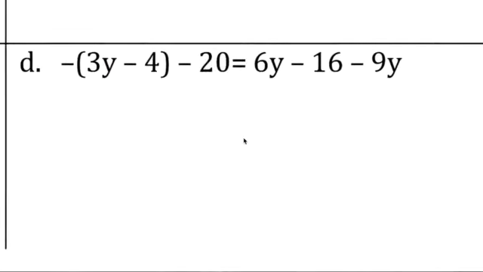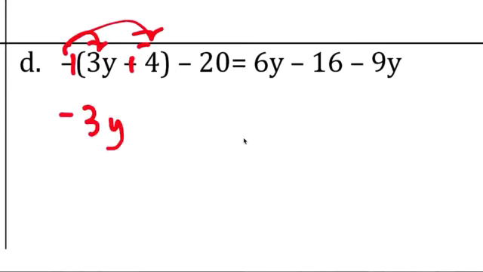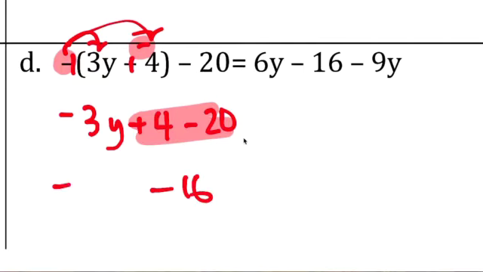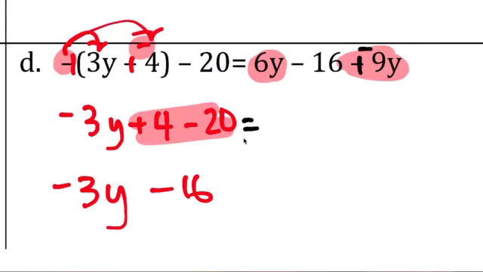Here, this is an invisible 1 right here. Distribute, additive inverse, distribute. Negative 3y plus negative times a negative is a positive. You get positive 4. You minus that to 20. A positive 4 minus 20, you get negative 16 minus that. And on the other side, you combine 6y with minus 9y. You add a negative 9, you get negative 3y minus 16.